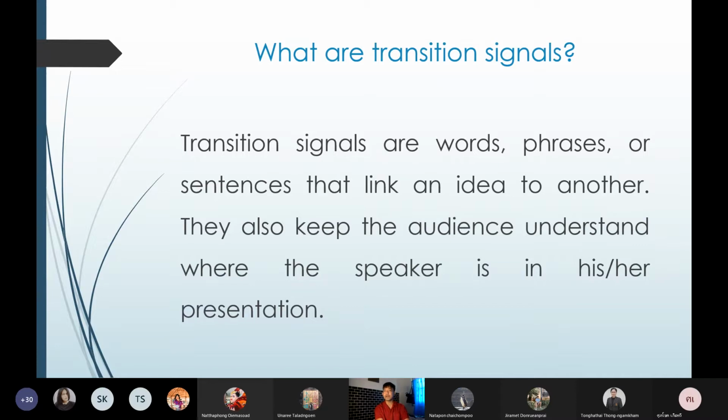What are transition signals? Transition signals are words, phrases, or sentences that link an idea to another. They also help the audience understand where the speaker is in his or her presentation. So basically, they are linking words or linking phrases, linking sentences. You link one idea to another. Okay, let's have some of them on the next slide, please.